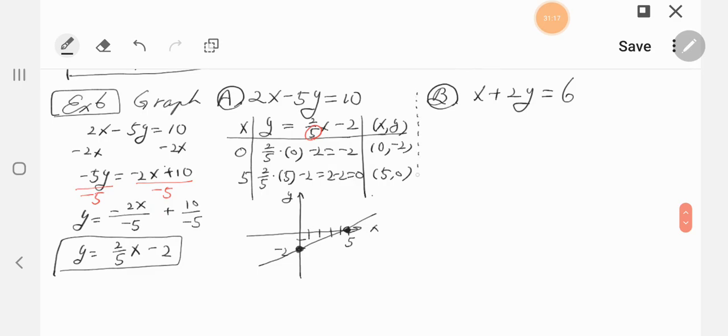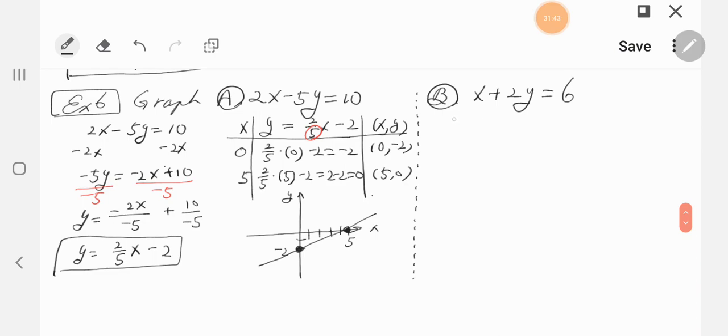Okay, let's try B. So when you graph a straight line, it's really simple. Find 2 points. Give an x value, find y, or give a y value, find x. For the next example, we will use a very easy method. Okay, let's try this problem, this B. Do the same thing.